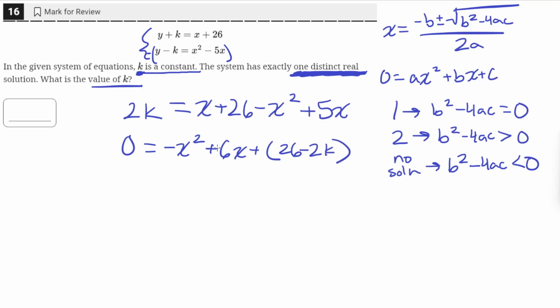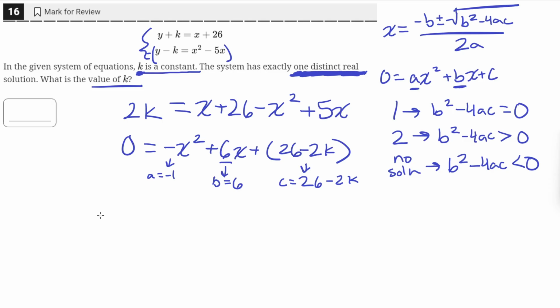Okay, so this is our standard form of a quadratic, where this is our a term. So our a is negative 1. The coefficient of x is our b term. So b equals 6. That's this term here. And then we have our constant. So this whole thing is our constant. Our constant is 26 minus 2k. So then we have our values of a, b, and c.